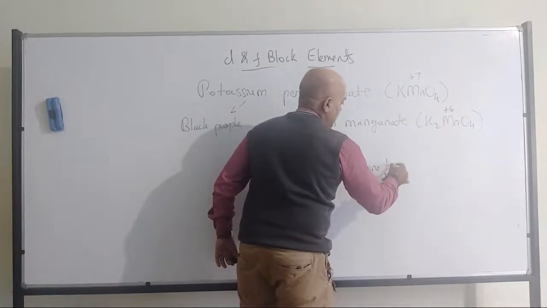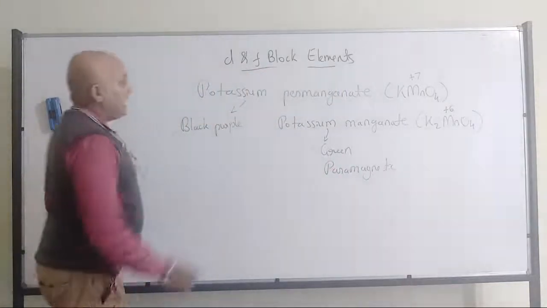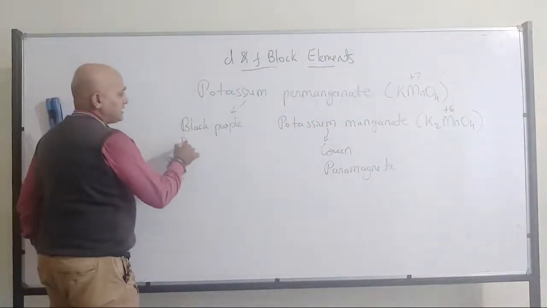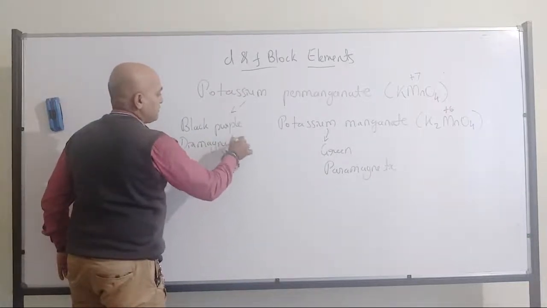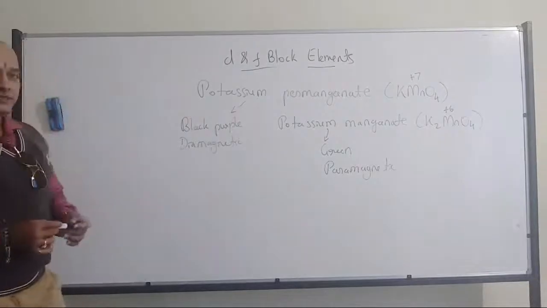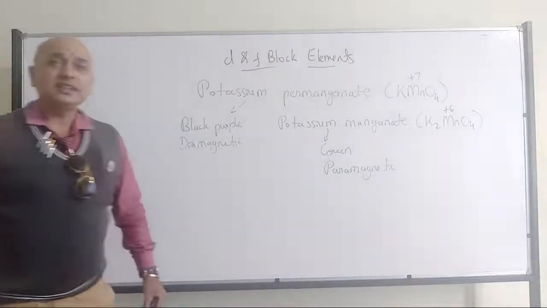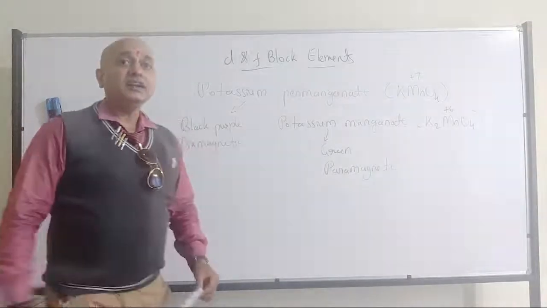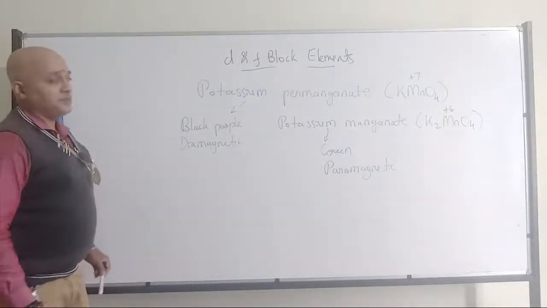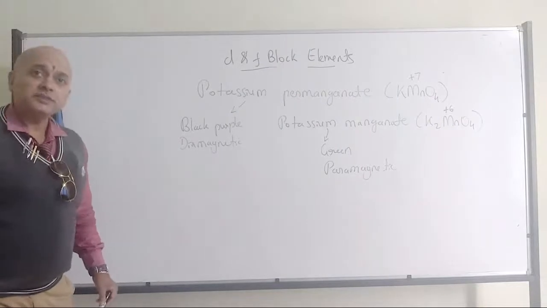Manganate will be paramagnetic, and permanganate will be diamagnetic. Naturally, they will both have a tetrahedral structure. All of you have understood?